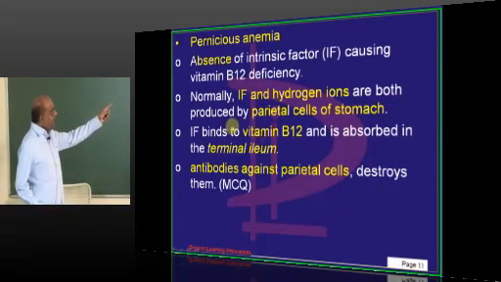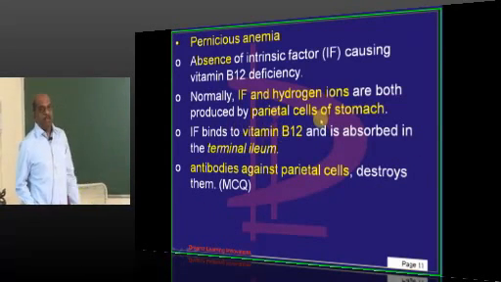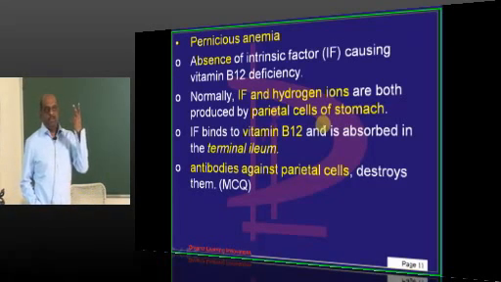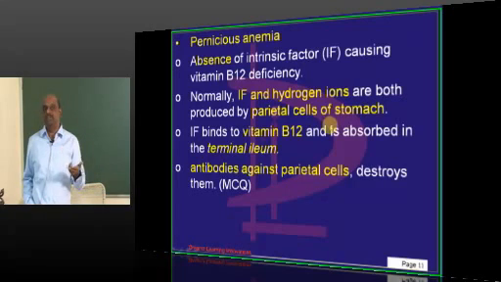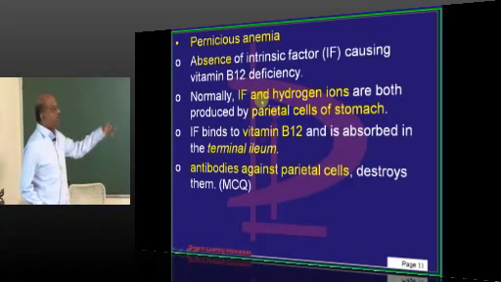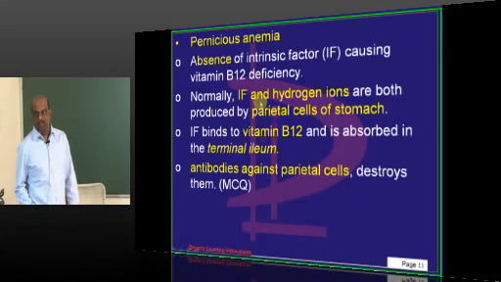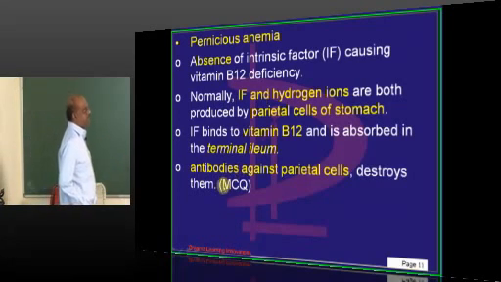Now pernicious anemia, what is this? In this there are antibodies against the parietal cell. The parietal cell is important for two reasons: it leads to HCl production, and it produces intrinsic factor. So achlorhydria will be there in these patients. Intrinsic factor deficiency will be there.